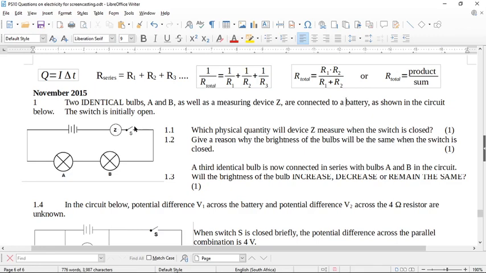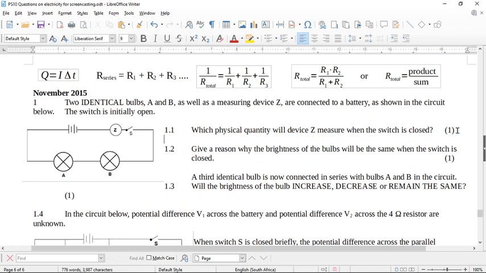The switch is initially open. What physical quantity will device Z measure when the switch is closed? Okay, so this device Z is in series. So if it's in series, it has to be an ammeter. What do ammeters measure? They measure current.